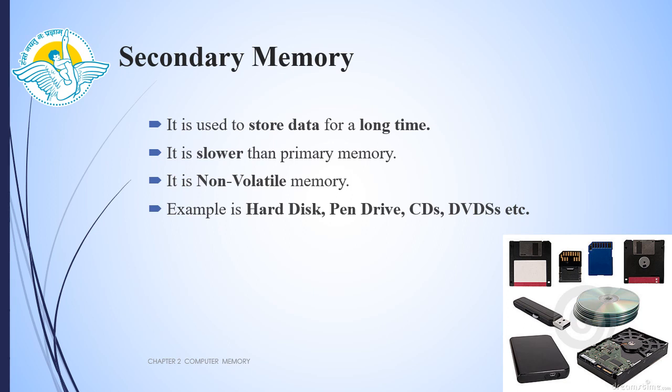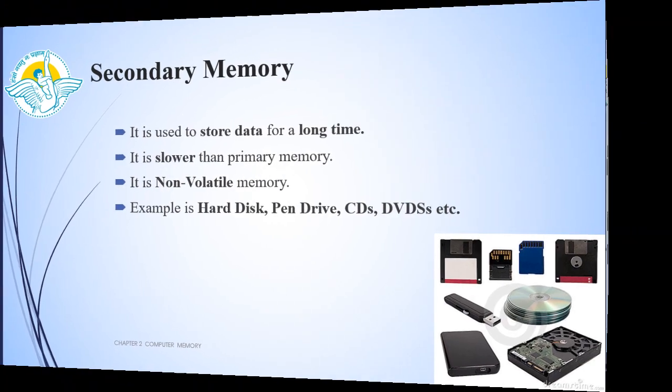Let us see the features of secondary memory. It is used to store data for a long time. It is slower than primary memory. It is a non-volatile memory, and the examples of secondary memory are hard disk, pen drive, CDs, DVDs, etc.